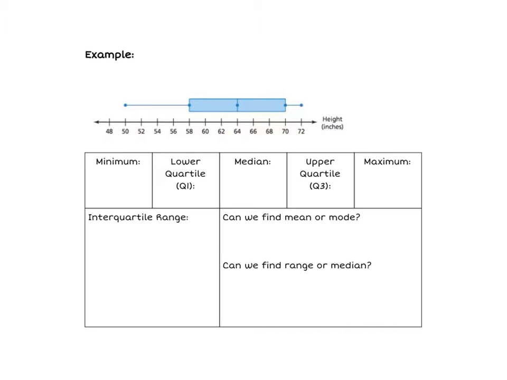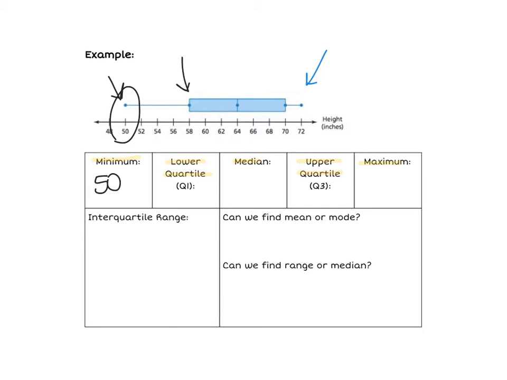So here we have a box plot that's been constructed for us already from a set of data that they had. And all we're going to do is identify the minimum, the lower quartile, the median, the upper quartile, and the maximum by looking at our box plot. So if you remember from the slide before, the minimum is the whisker that is farthest to the left, and we can see that that lines up with 50. So we could say that our minimum, or the smallest number in the set of data, is 50.